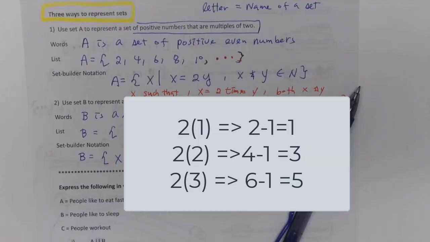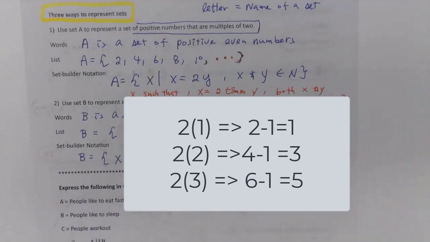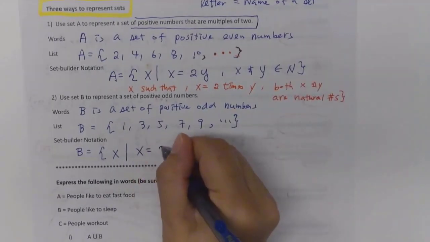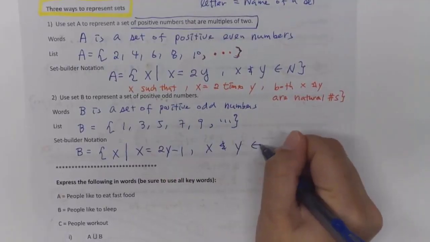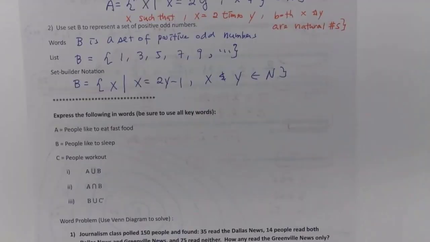Minus 1. Okay, so 2 times 1 minus 1 will be 1, right? How about 2 times 2? If it's minus 1, would that be 3? 4 minus 1 is 3. How about 2 times 3? Minus 1. This is 6 minus 1 is 5. So that's how they build that one. They said this is going to be x equal to 2y minus 1, and then both x and y are going to be natural numbers.